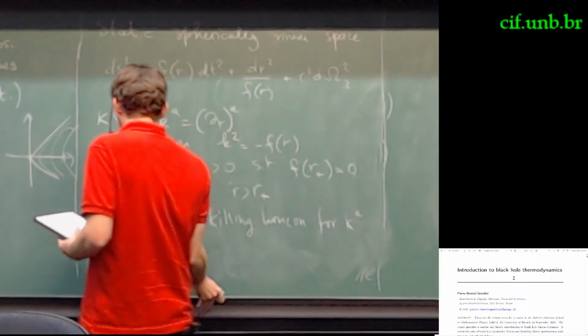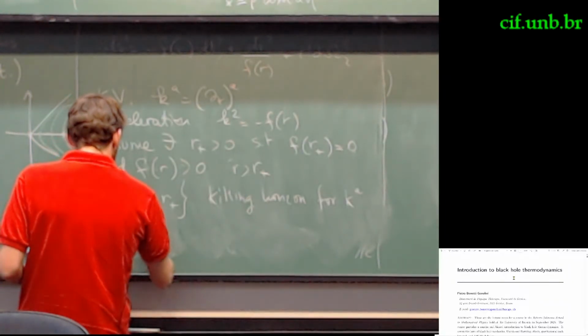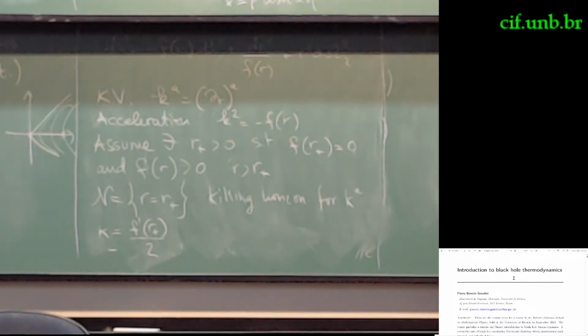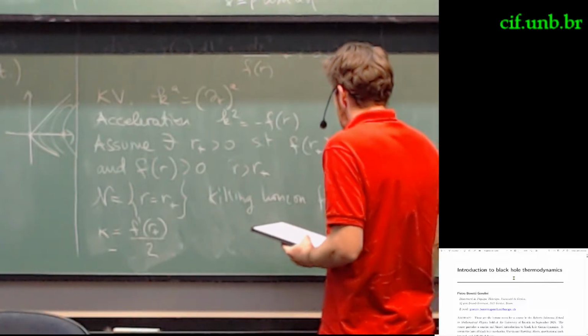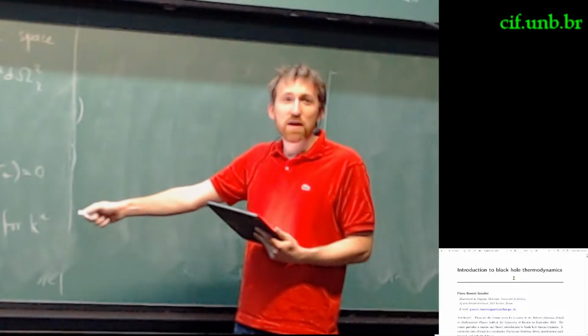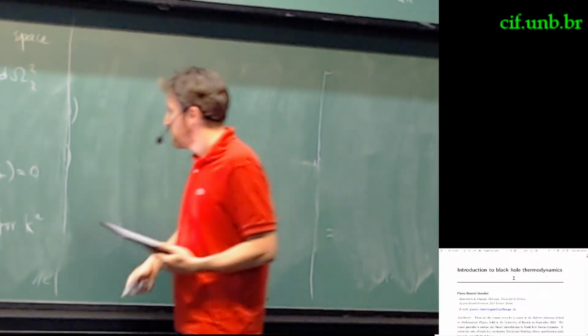And moreover, you can also compute the surface gravity, which is f prime of r plus divided by 2. This is followed by exactly the same properties that we were studying yesterday. Now we would like to study the analogous problem as the Rindler observer, because it's a Killing horizon, and we saw yesterday that Killing horizons all behave in the same way.